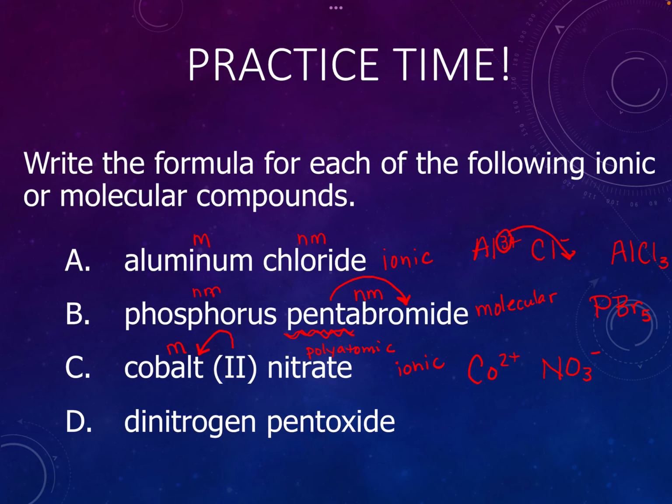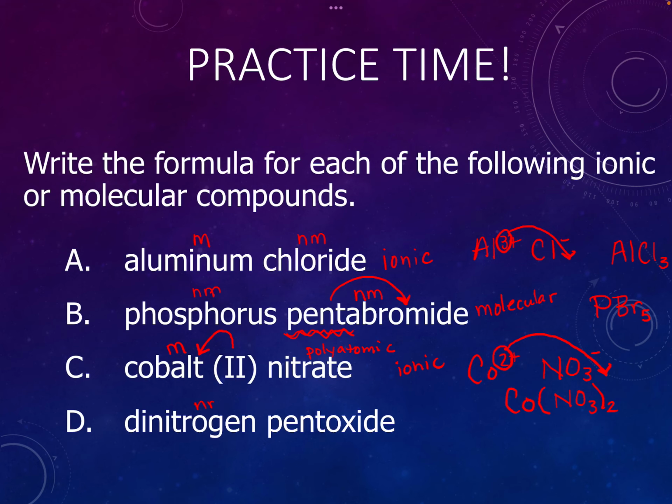Okay, so now these are not equal and opposites, we have to circle and switch. So the 2 goes to the nitrate, right? So this is Co, and then again, remember that polyatomic, that entire thing needs to go in parentheses. So we get NO3, and that 2 will go on the outside of the parentheses to say we need 2 of that entire nitrate. All right, last one, we see dinitrogen pentoxide.